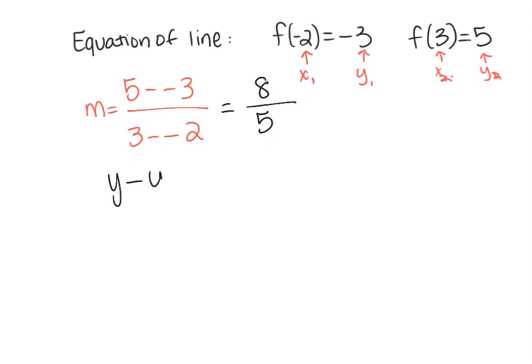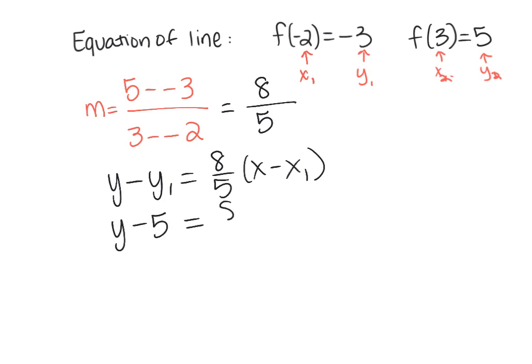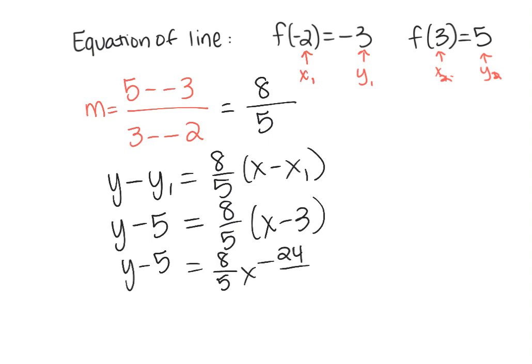And I like to use the point slope formula. It's just a little bit easier to work with. So pick either point. So I'm going to do y. I'm going to pick the second one just because that's the one I want to do. Fewer negatives. So I plug in my y1 and my x1, and then I distribute, and I'll be done. Y minus 5 equals 8/5 x minus 24/5.